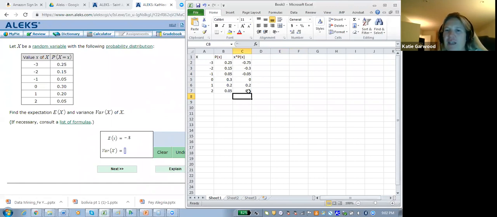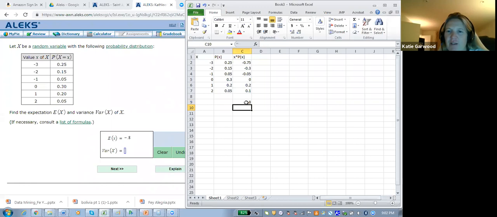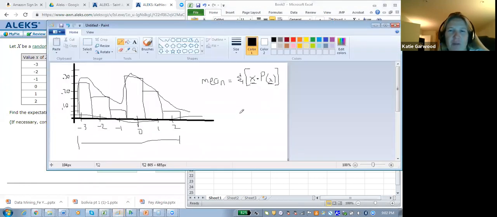So if I want to figure out what the expected value is, we take the x times the probability of x, and then we simply sum them up. So the expected value is -0.8. Now the formula for the variance is a little scarier looking, but it's not actually much more complicated.